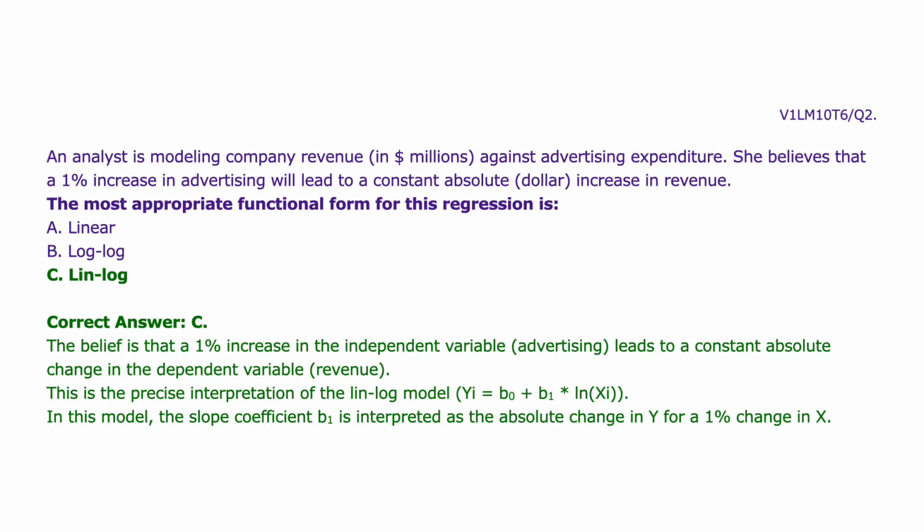The Lin-Log model is the correct choice because it keeps the dependent variable, revenue, in linear form, while the independent variable, advertising, is in logarithmic form. In a Lin-Log model, the slope coefficient, b1, specifically measures the absolute change in the dependent variable for a relative percentage change in the independent variable.